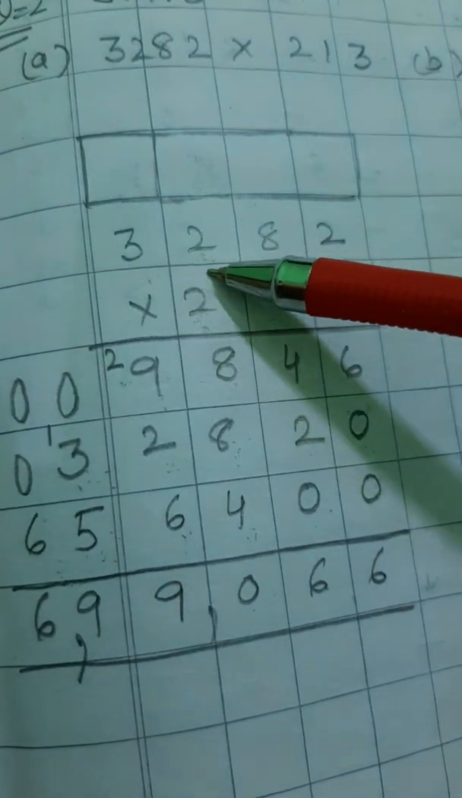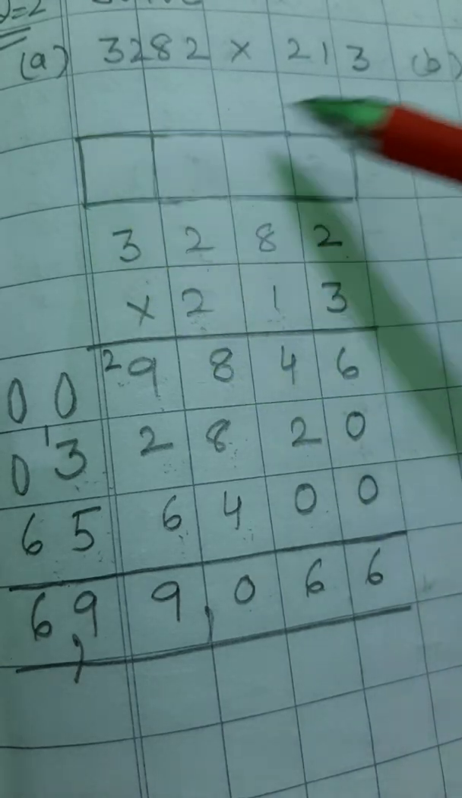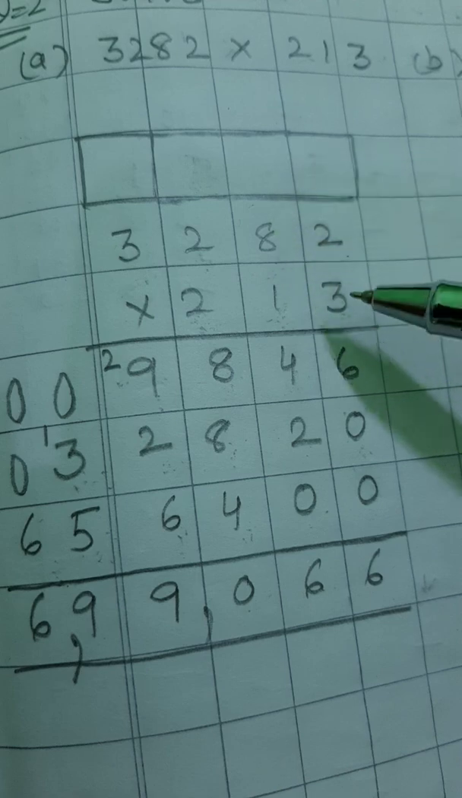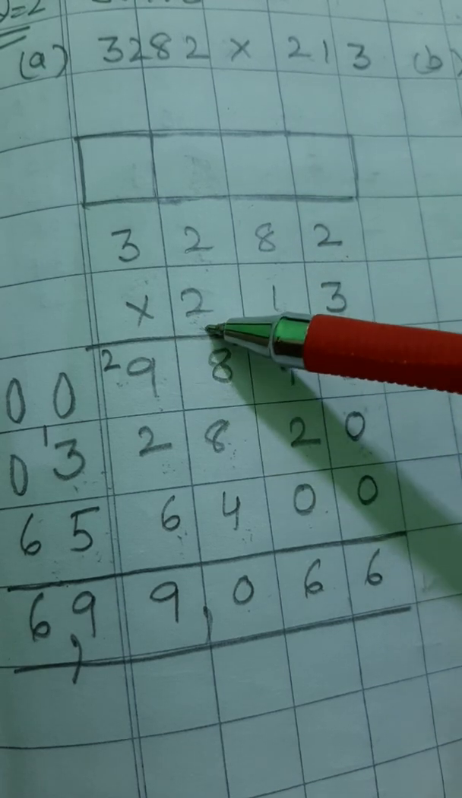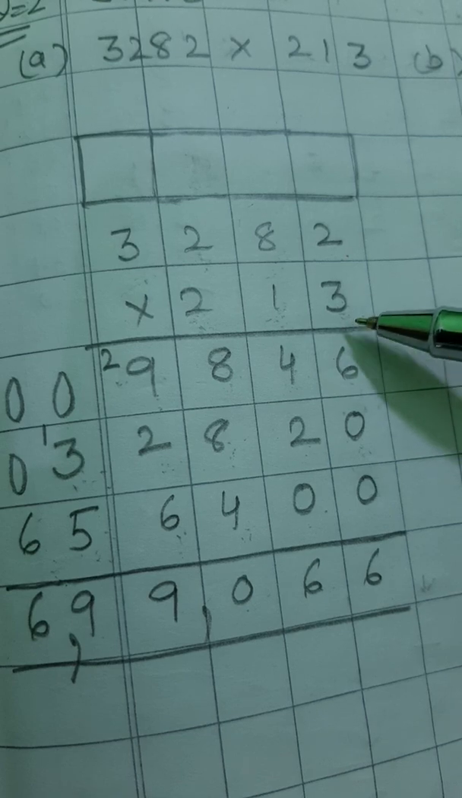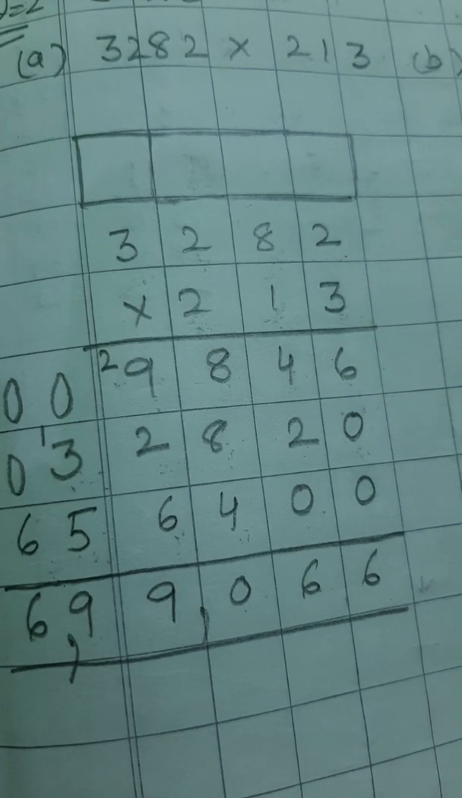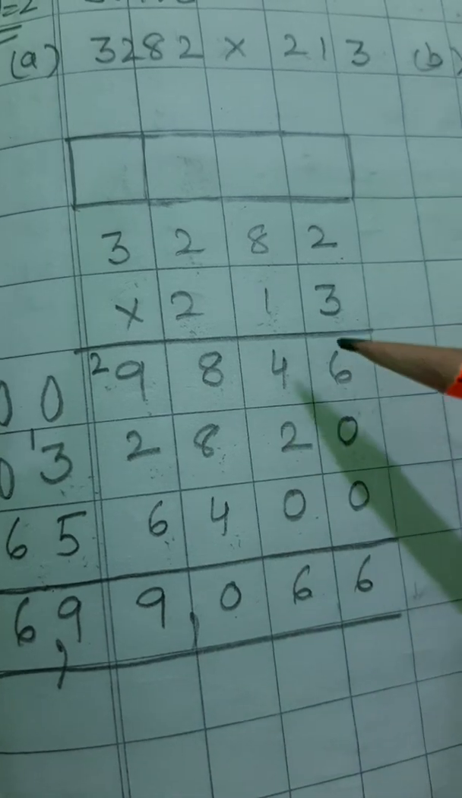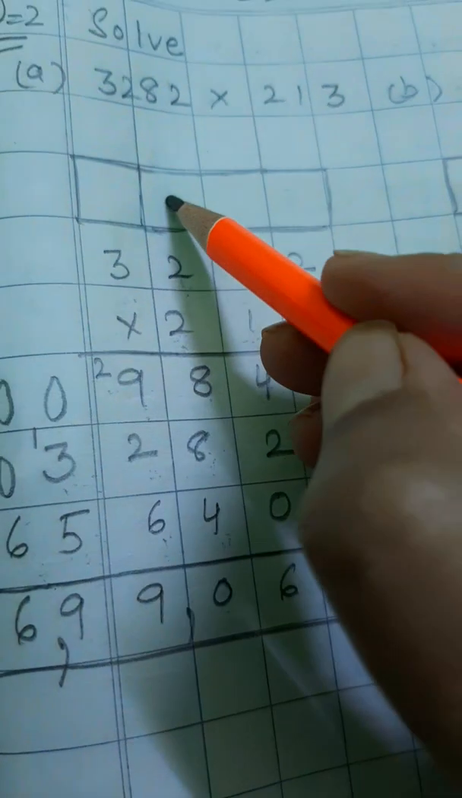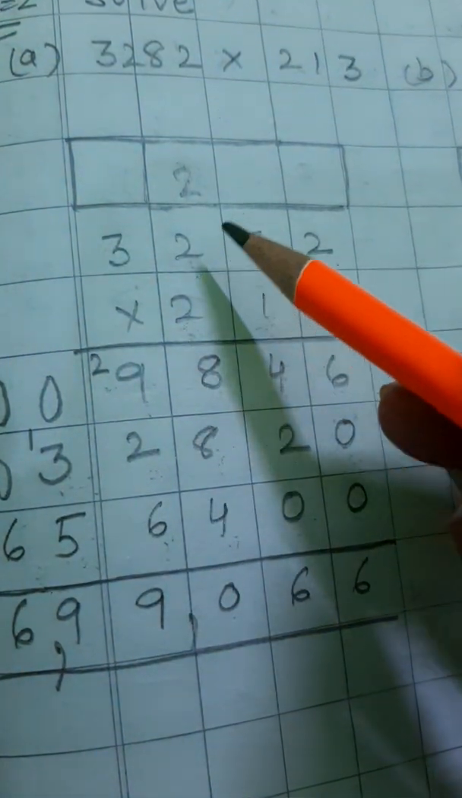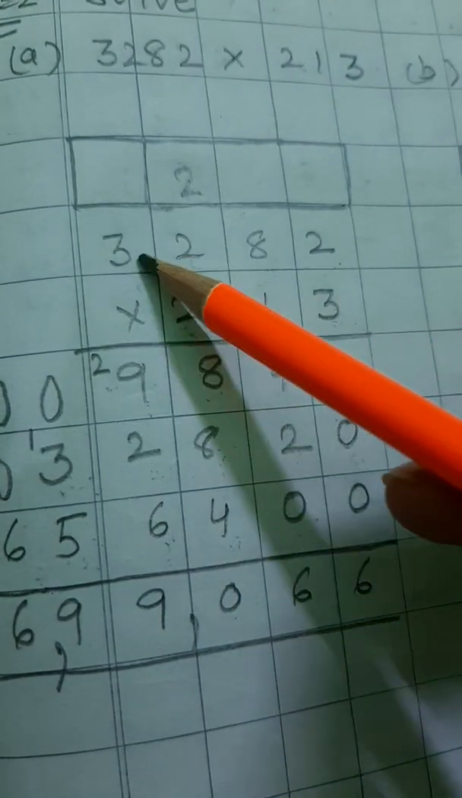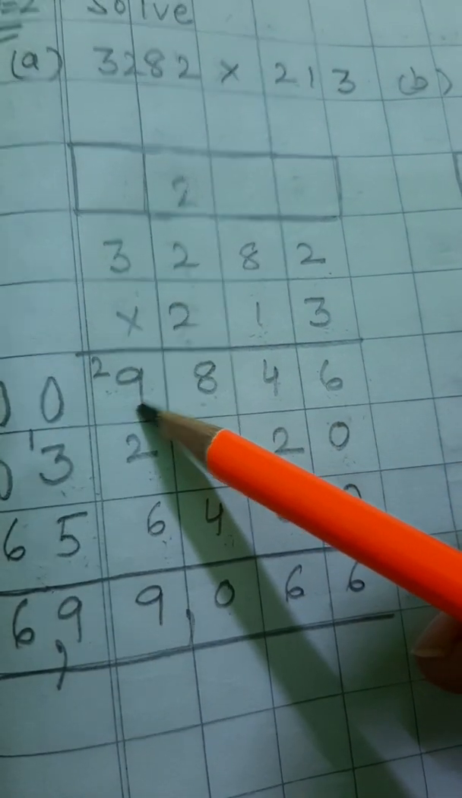Write 3282 like this, put a place for carryovers and multiply it by 213. Now start from the extreme right, that is from the digit at ones place. So it is 3, so 3 twos are 6, 3 eights are 24, 4, 2 carry, 3 twos are 6, 6 plus 2 is 8. So write 8 here, 3 threes are 9 and 9 here, right?